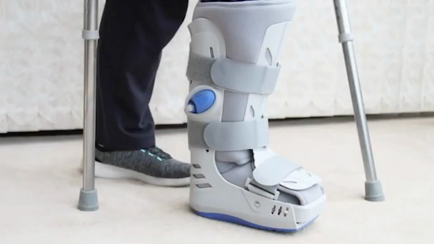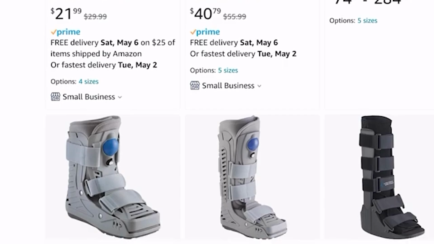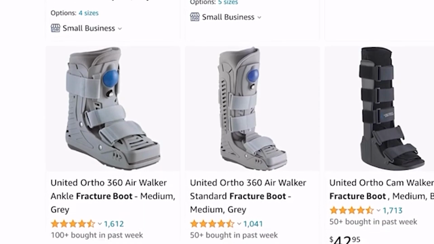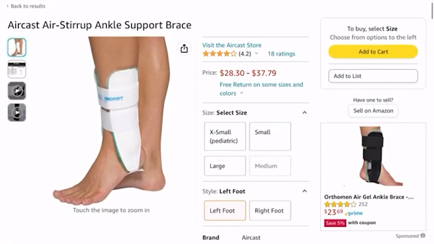So depending on the severity of the injury, there are a few options. If you can afford it, you may want to buy a walking boot, which provides compression and comfort. This is perfect, and it can cost between $50 to $90 on Amazon. Usually with a fracture boot, patients tolerate weight bearing without crutches right away.